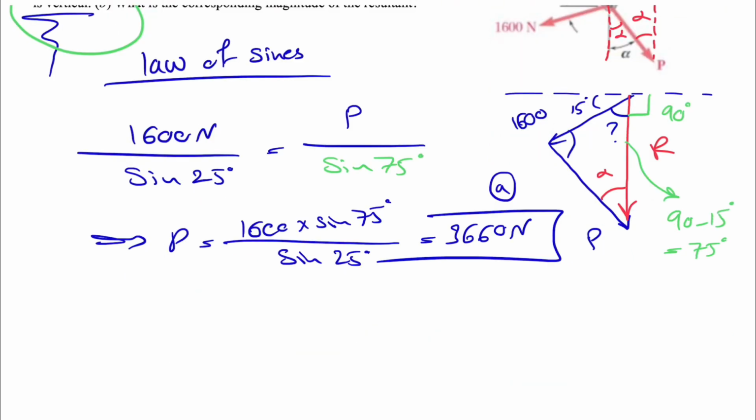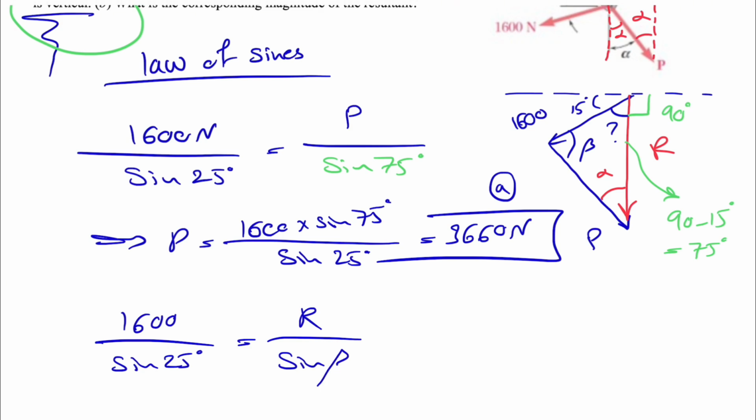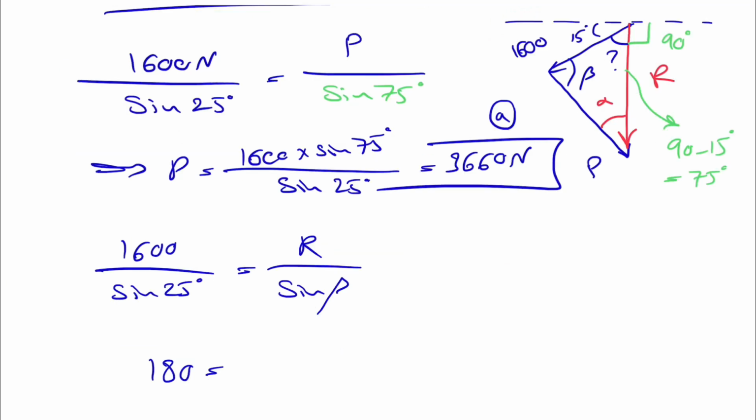Let's call this angle over here beta, and we can use the law of sines again. So we have 1600 over the sine of 25, and on the other side we'll have the resultant R over the sine of beta. If we want to figure out beta, we'll have alpha plus beta plus the question mark, and we know the question mark is 75 degrees. Beta is the unknown that we need to figure out, and we know alpha from the question is 25 degrees. So 25 plus 75 is 100, and 180 minus 100 is 80 degrees, our beta.